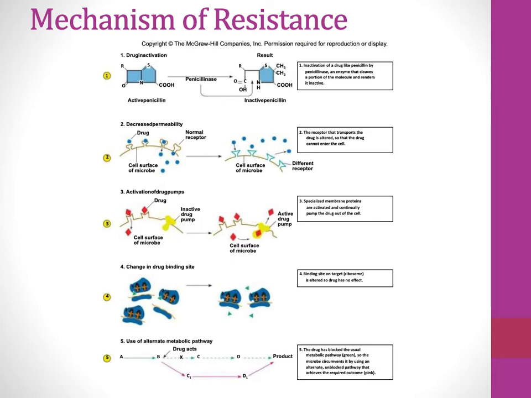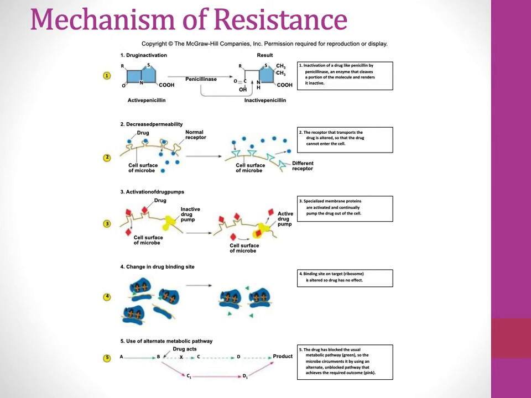Another mechanism is where the binding site gets changed. So this could either be a sequence change in the ribosome or a sequence change in the enzyme it binds that's going to inhibit replication or transcription. So maybe the RNA polymerase has a mutation on it, and so the drug is no longer able to bind to it. So thus it's not effective.